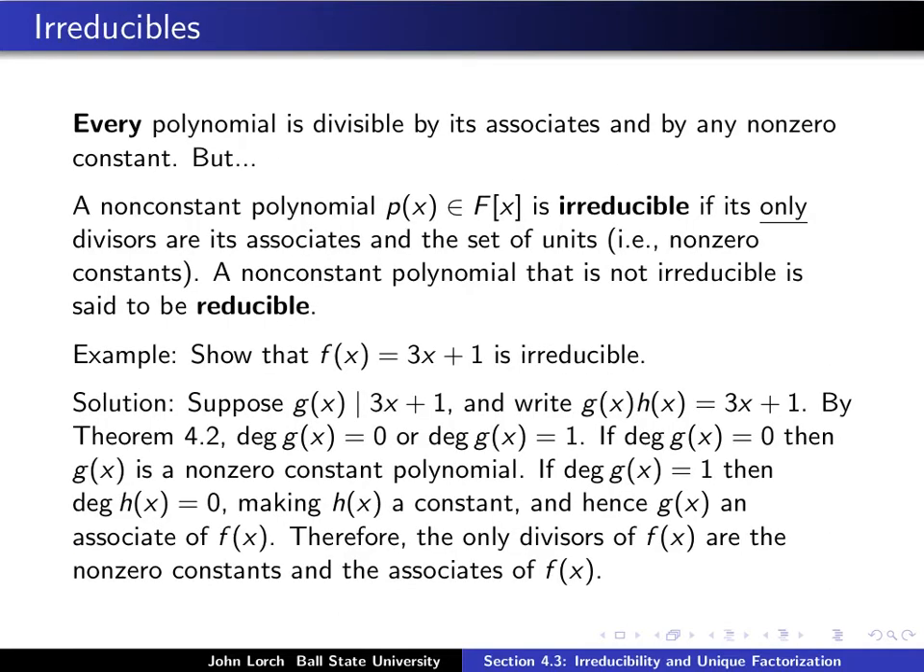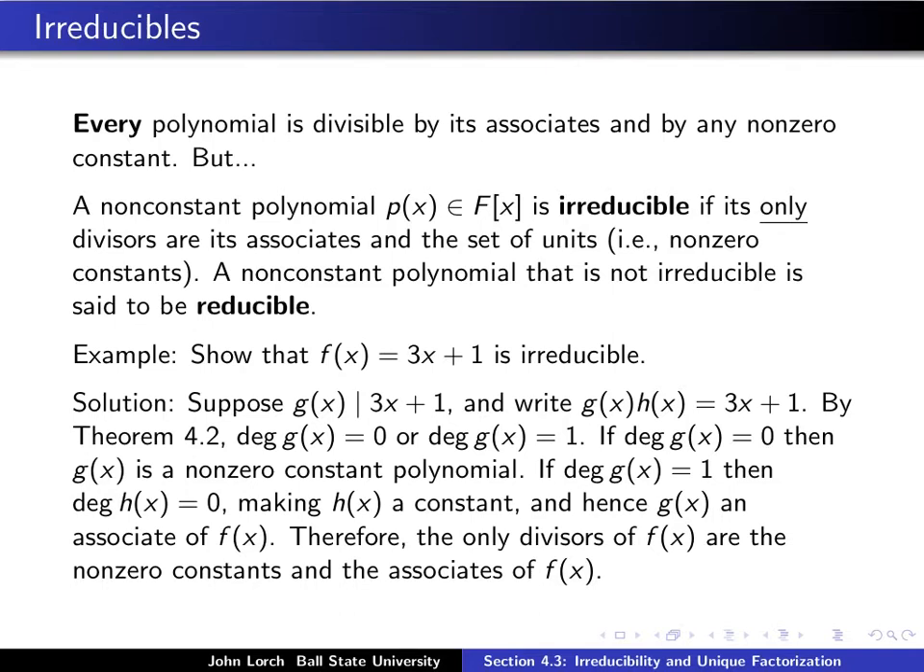Next, we introduce the idea of irreducibility for polynomials. We begin by noticing that any polynomial is divisible by its associates and by any non-zero constant. And it may be divisible by other things. We don't know. But a non-constant polynomial p of x is said to be irreducible if its only divisors are its associates and the set of units. That is, the non-zero constants in our base field, capital F. If you have a non-constant polynomial that's not irreducible, then that polynomial is said to be reducible.